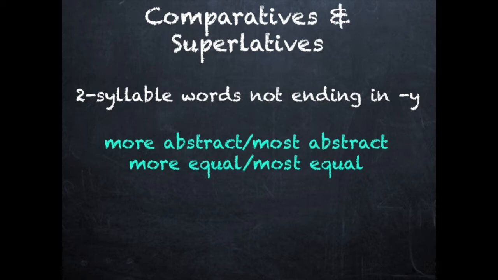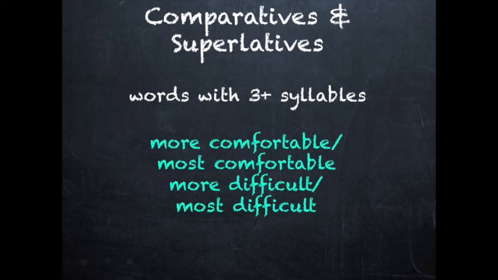Those are not correct. Words with three or more syllables, you're into the area where it's always "more" and "most" instead of -er, -est. So comfortable, more comfortable, most comfortable. Difficult, more difficult, most difficult. Let's look at a couple of examples and see what it is.